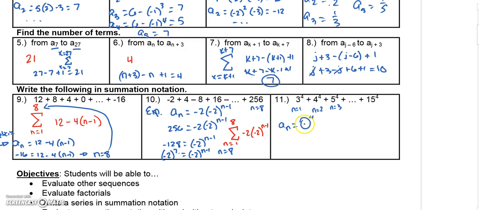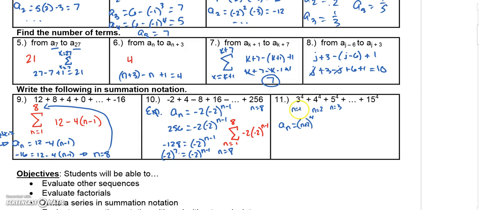Was it n to the 4th? No, because then my first term would be 1 to the 4th. This would be 2 to the 4th. But it's always 2 more than n, right? On my first term, it was 2 more, which is 3 to the 4th. On my second term, n was 2. Well, my base was 2 more, it was 4. So this is actually going to be n plus 2 to the 4th power.